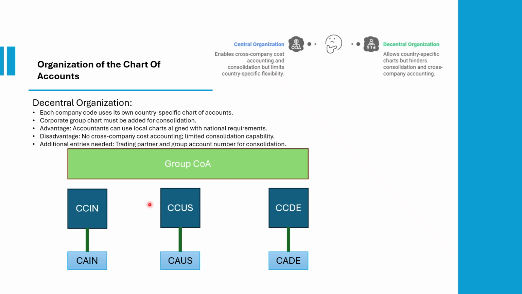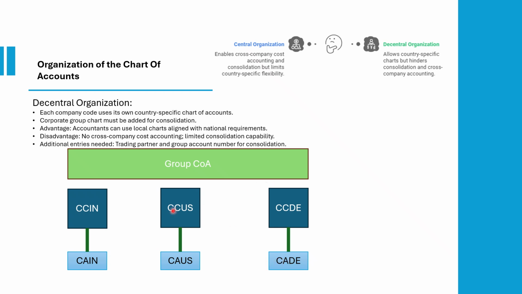There is another point which we said is decentral organization. Here what happened is that the company is like that every country says no, we will have our own country specific chart of accounts as an operating chart of accounts. Okay, so fine, then in this case company code IN will have its own chart of accounts as an operating one, US will have its own, Germany will have its own.